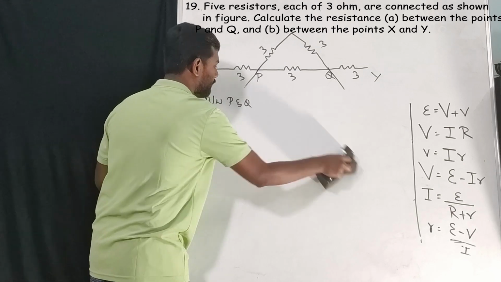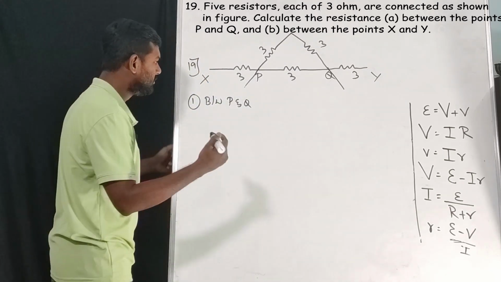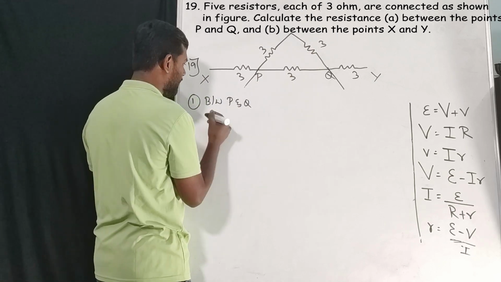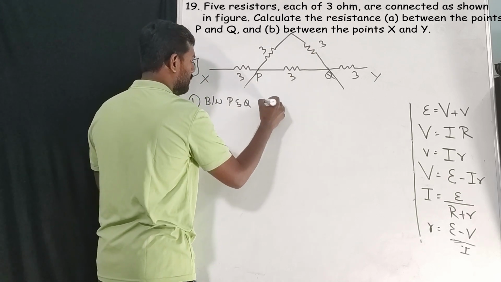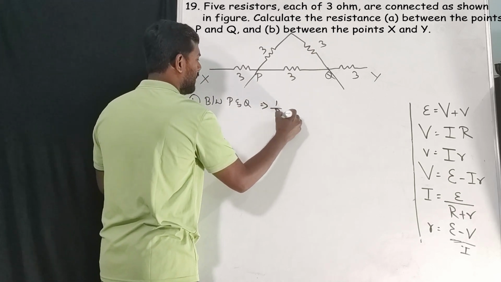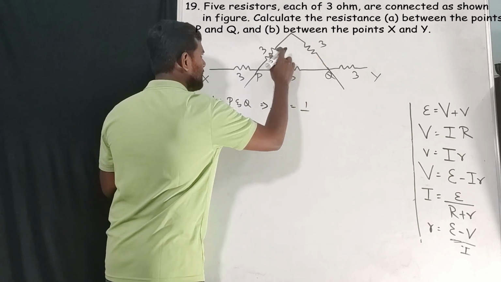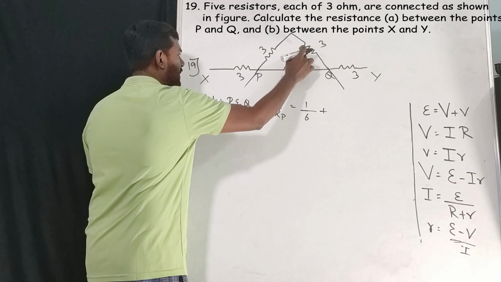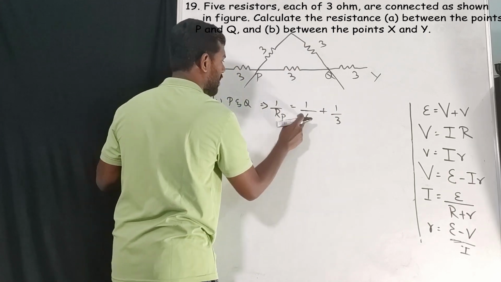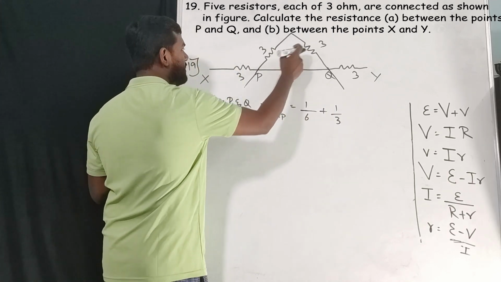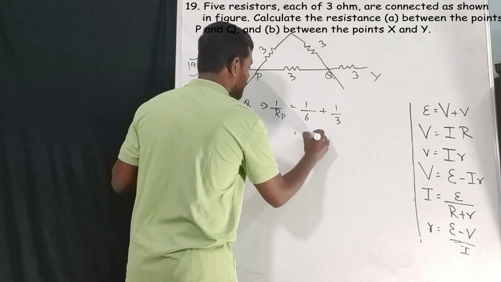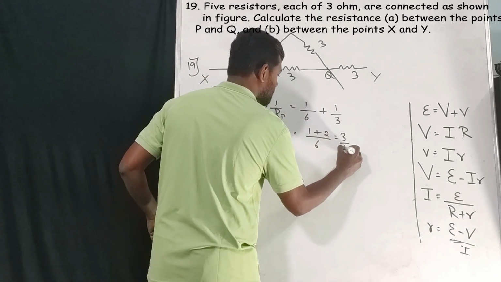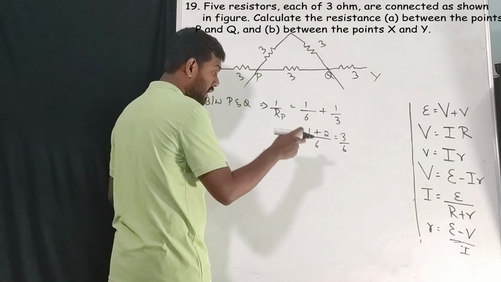Okay, now listen, P and Q, right? These two we know they are in series, correct? So 1 by Rp is equal to 1 by 6, correct? These two are in series and this is in parallel with these two. See how I got 6? 3 plus 3, because they are in series. So LCM will be 6, 1 plus 2, 3 by 6. So this is 1 by Rp.